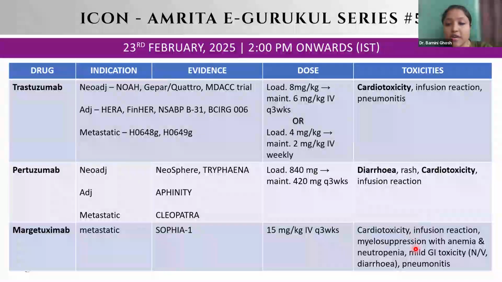And for margetuximab, there is some degree of myelosuppression with anemia and neutropenia, and also some mild GI toxicities like nausea, vomiting, diarrhea, and it also may cause some degree of pneumonitis.